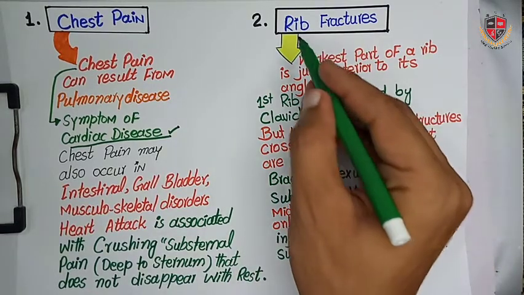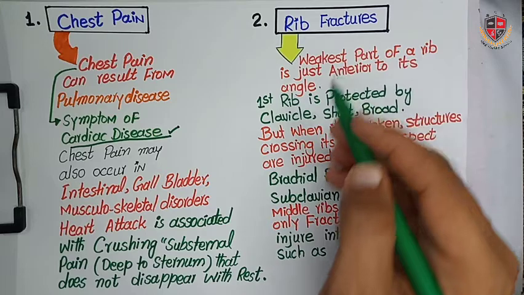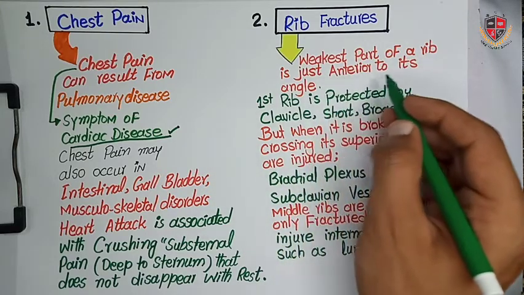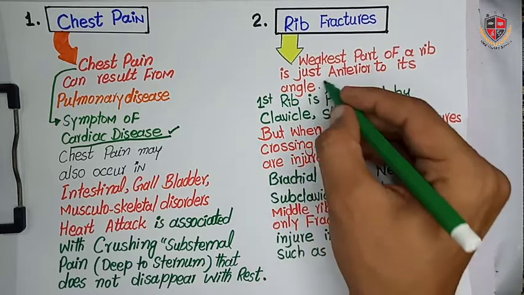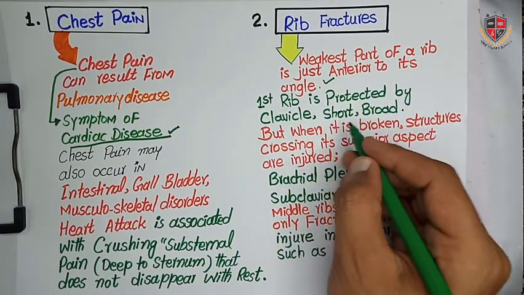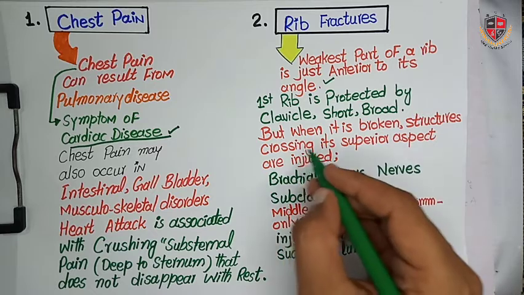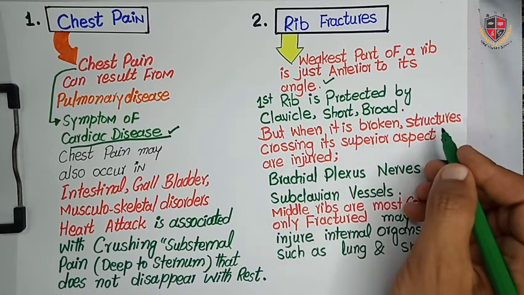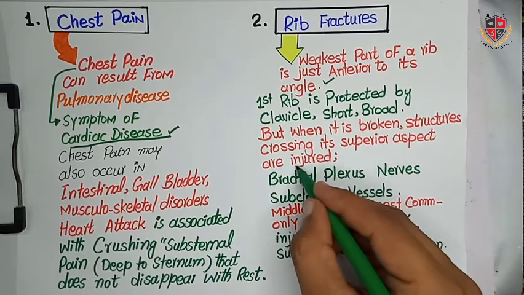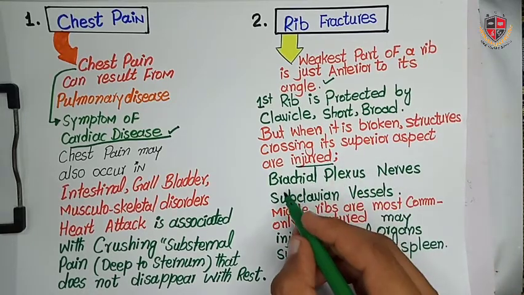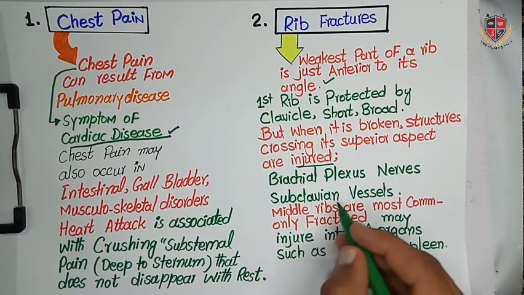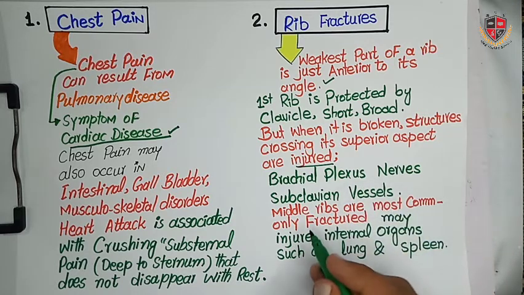Now the next clinical is rib fractures. The weakest part of a rib is just anterior to its angle. The first rib is protected by the clavicle. It is short and broad. But when it is broken, structures crossing its superior aspect are injured. Mainly the brachial plexus of nerves and subclavian vessels are injured.